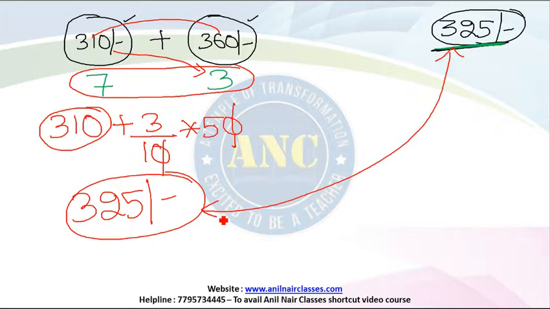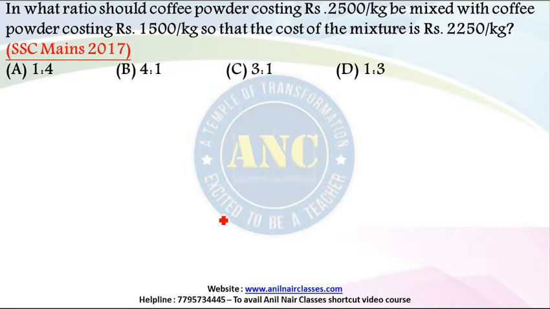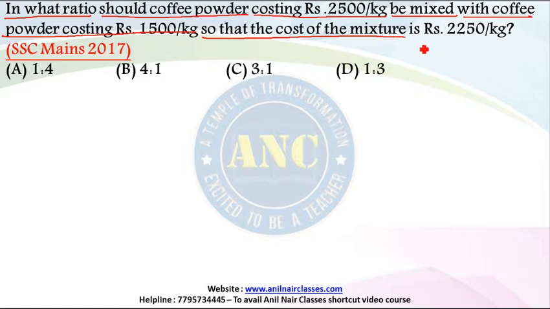Now let me make you understand better by taking one more examination question. I am not taking some question just to impress you, sir. This is your original SSC Mains 2017 question. In what ratio should coffee powder costing 2500 rupees per kg be mixed with coffee powder costing 1500 rupees per kg, so that the cost of the mixture is 2250 per kg.